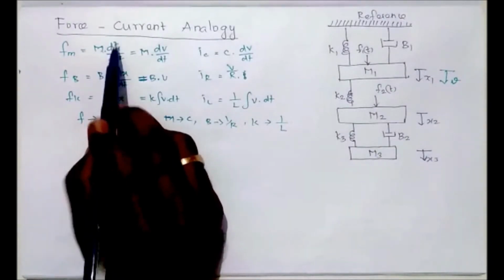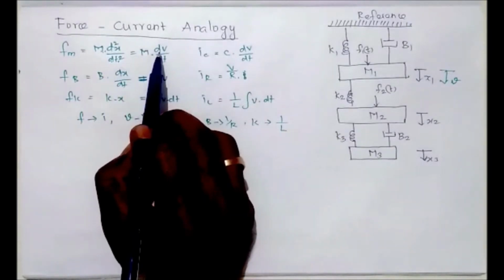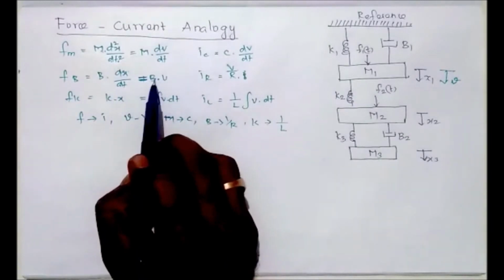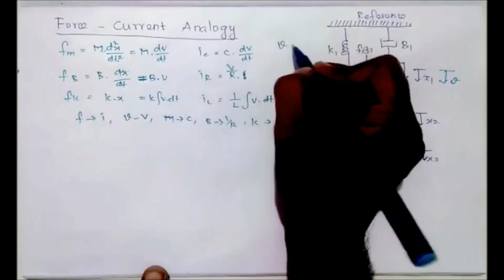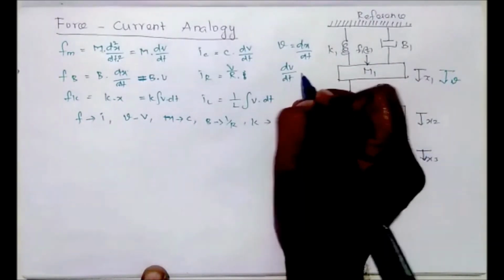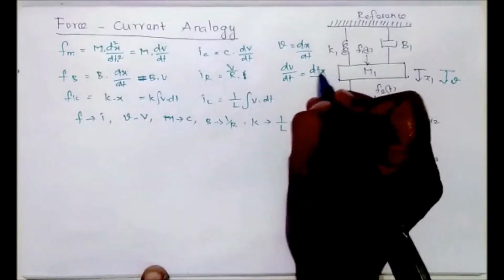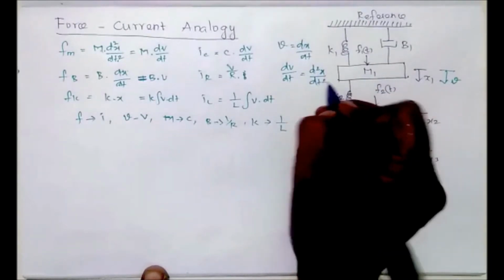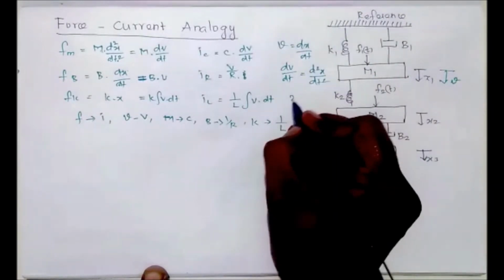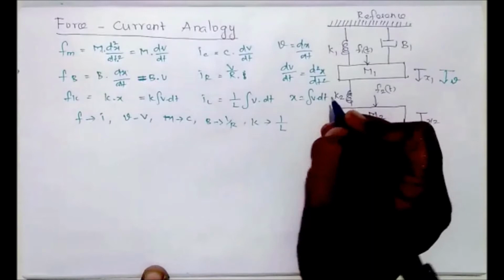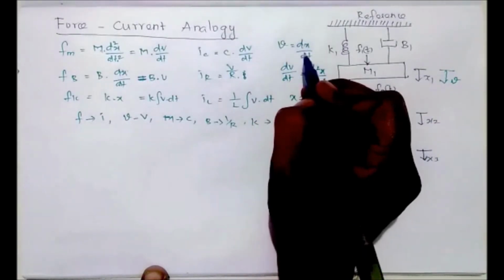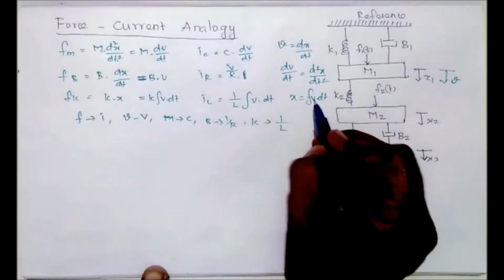Fm equal to m into d square x divided by dt square. This is in terms of velocity. Similarly for dashpot, b into dx divided by dt. This is in terms of velocity. We know velocity equal to dx divided by dt. Next, derivative of velocity equal to acceleration, d square x divided by dt square. Now if you want to write x, we have to use integral of v dt. We bring this here, then on both sides we apply integral, so you will get x equal to integral of v into dt.